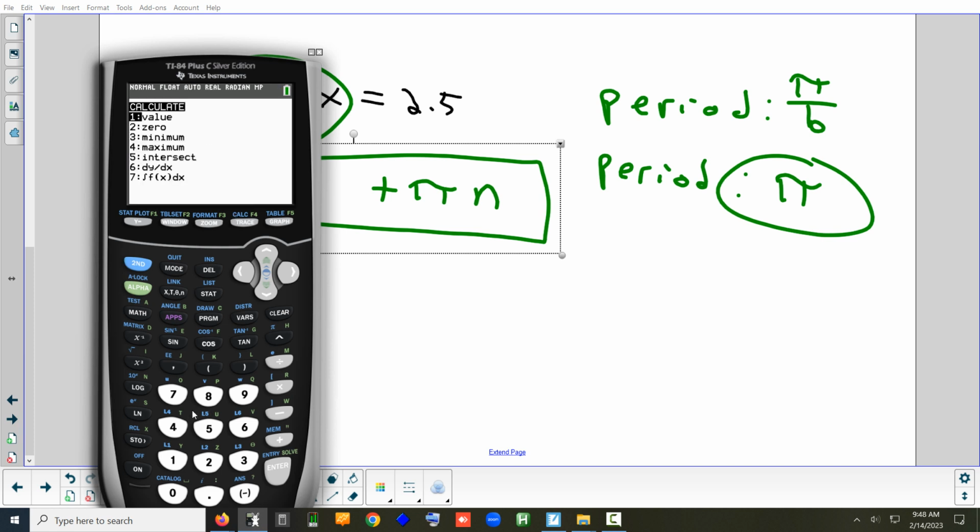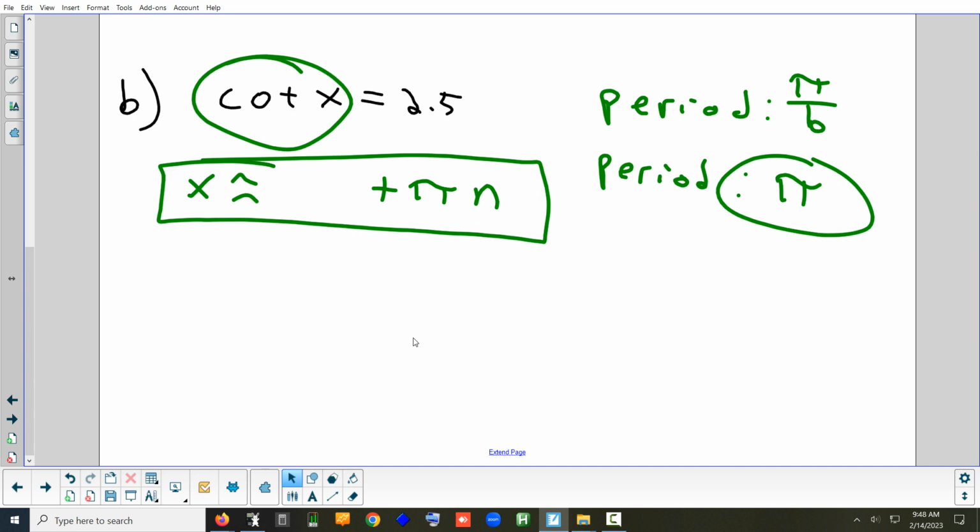Okay, so second calc intersect. We're only looking for 1, so you really don't have to be too careful where you put it. Just hit enter, and you get 0.38. That's an 8. That's it. Any question on that?